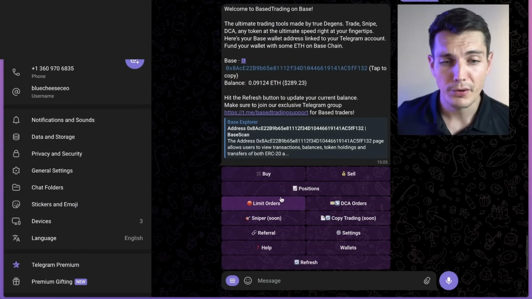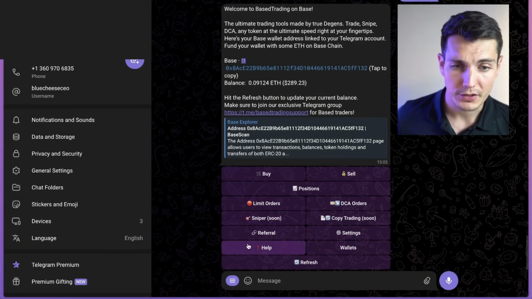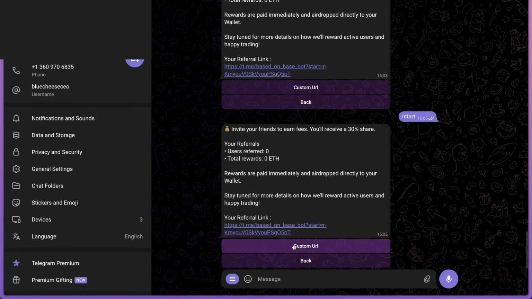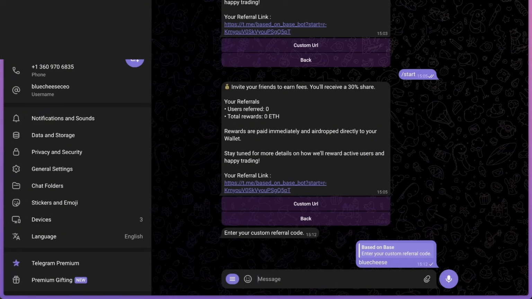There's a great and simple way to make some passive income with a BasedBot trading bot. And this is just with the referral system. So once you click start, you can click on the referral button. It will give you your unique link. Now what I recommend is to customize the URL. So I will click on this button and then it will request me to do a new referral code. For example here, I'm going to call it blue cheese. You can call it whatever you want. It can be your name, what you use on Twitter, I don't know.